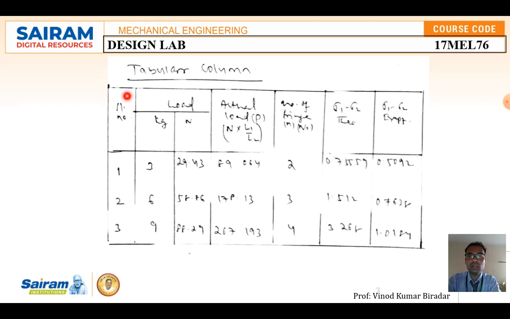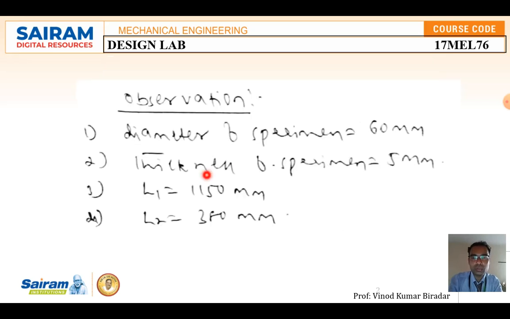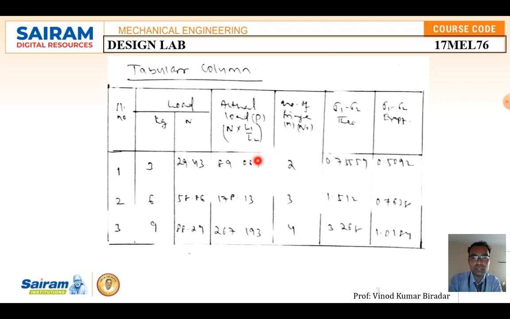So this is a tabular column. The load we are going to apply here is 3 kg, 6 kg, 9 kg. At 3 kg, multiplied by 9.81, we get 29.43 Newton, then 58.86 and 88.29. So you convert kg into Newton. Then the actual load is L1 by L2 into this load, 115 by 380 into 29.43, and you get 89.06, 178.13 and 267.19. At this load you get the number of fringes in the circular polariscope experiment equal to 2, for 6 kg you get 3 fringes, and for 9 kg you get 4 fringes.